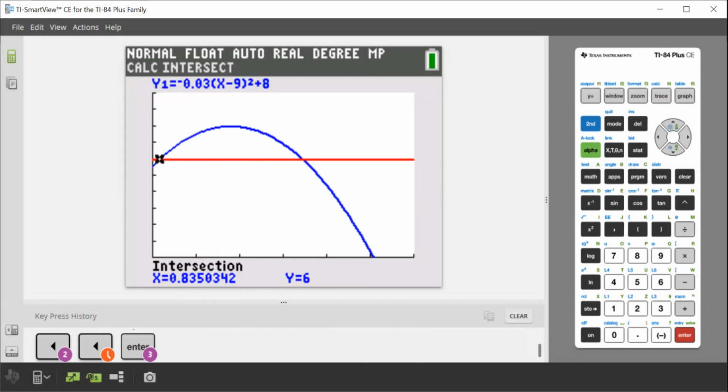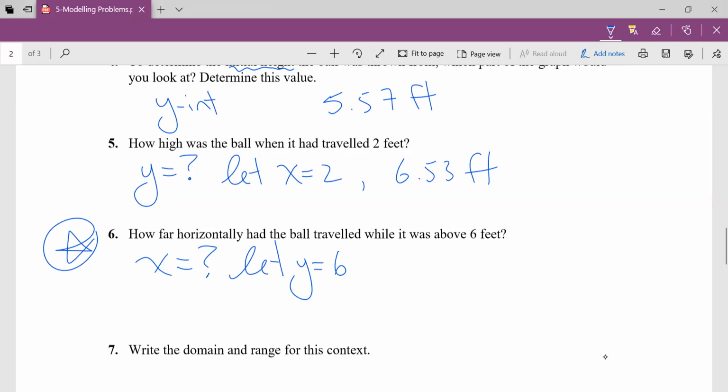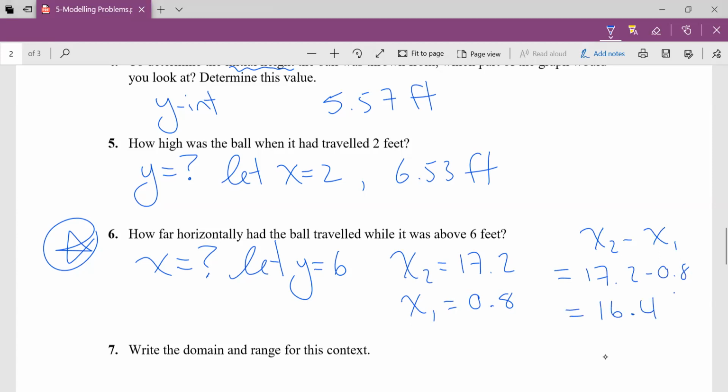Well, how long is it above 6 feet then? Well, what we just found is we found 2 points. We found the second point of intersection was at 17.2 feet. We found the first point of intersection was at, I'll just keep to the 10th, 0.8 feet. So how long was it above? Well, we're just going to subtract these two things. So 17.2 minus 0.8. It traveled 16.4 feet horizontally while it was above 6 feet vertically.